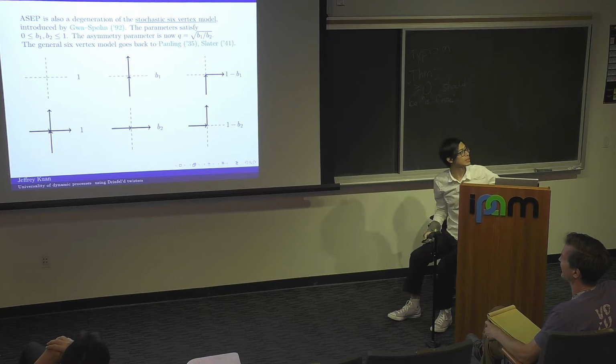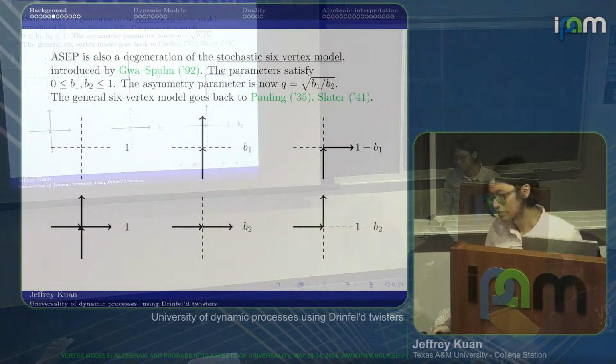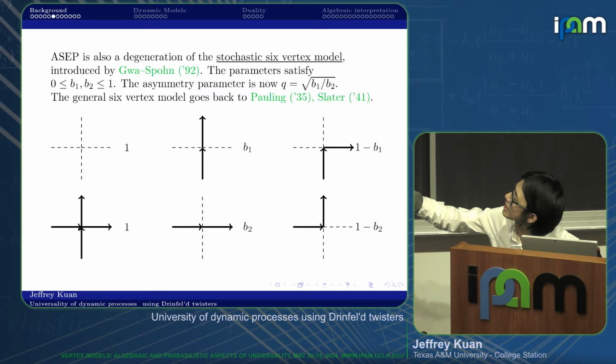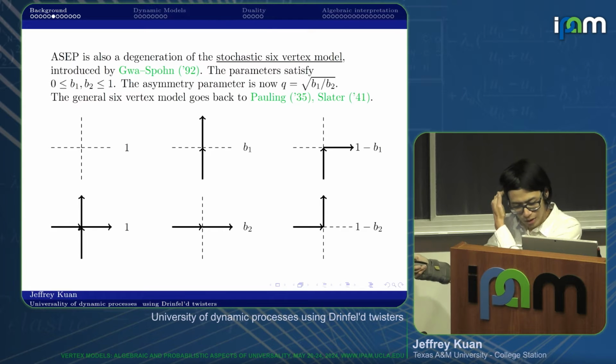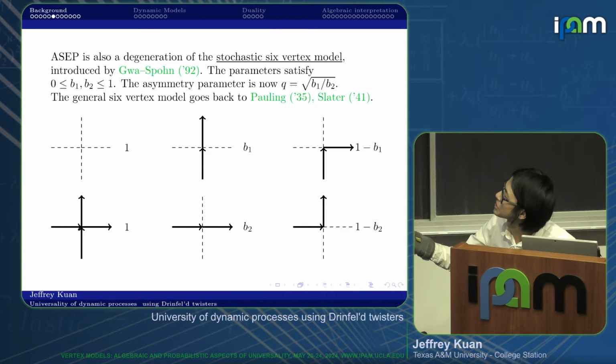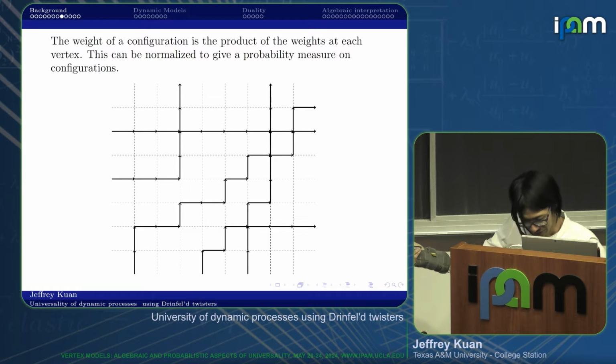There's another model in the KPZ universality class, which you've seen. This is the stochastic six vertex model. Leo introduced this on Monday, and a few other people have talked about it. I just wanted to remind you that it has two parameters, b1 and b2, and only one asymmetry parameter. The next couple of slides Leo also already talked about, so I'll skip them because you've seen them already.